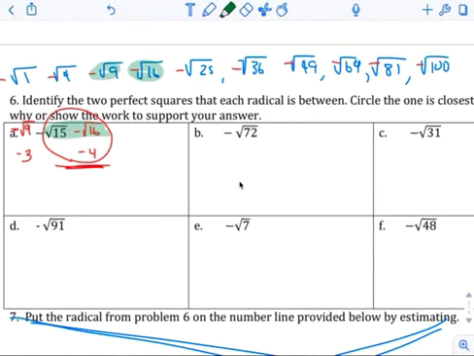72 is between negative square root of 64 and 81. Closer to 64, because this is 8 away and this is 9 away. It's right in the middle. So if I had to graph, it's in between negative 8 and negative 9.